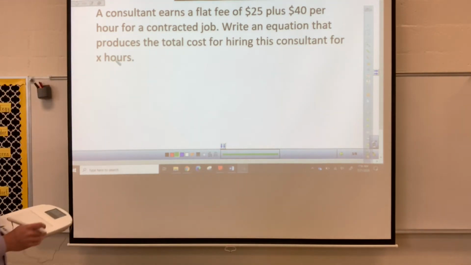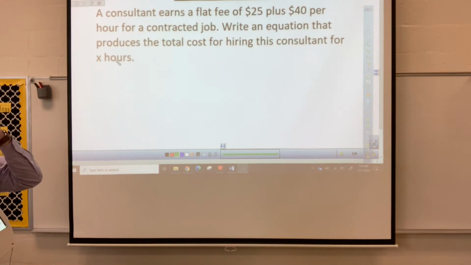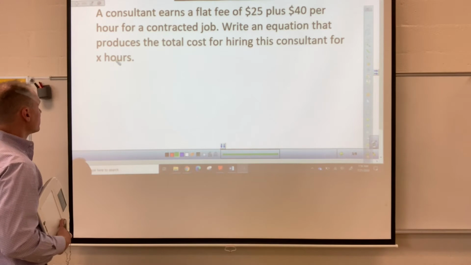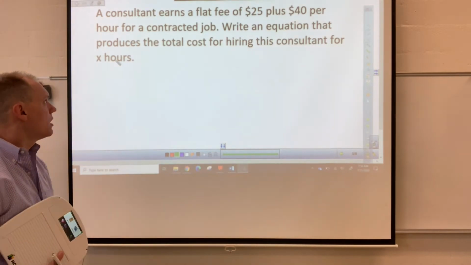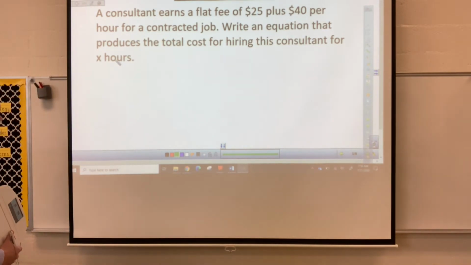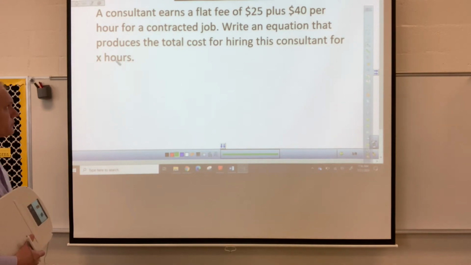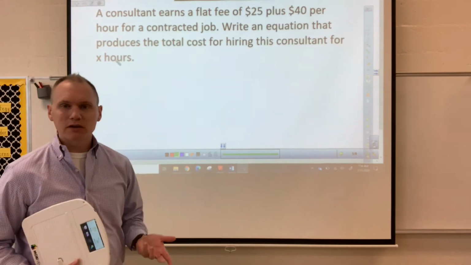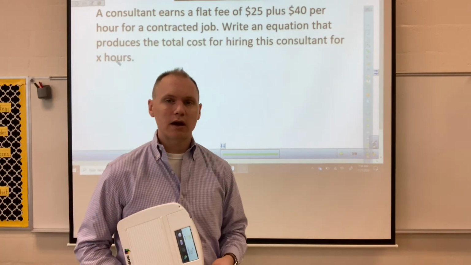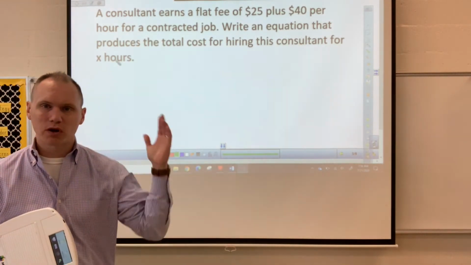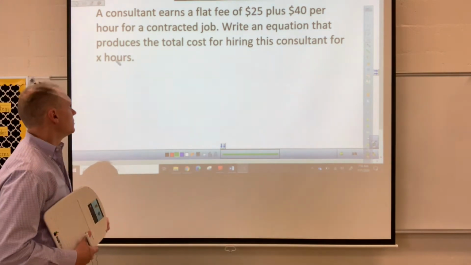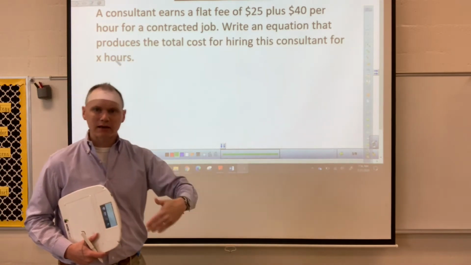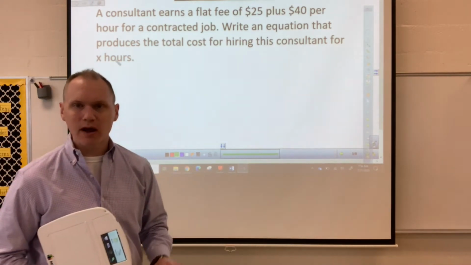All right, so let's look at this example here. We have a consultant who earns a flat fee of $25 plus $40 per hour for a contracted job. Write an equation that produces the total cost for hiring this consultant for x hours. So if you remember from arithmetic sequences, we can do a lot of different things here. We can create a table of values. We can think through what's constant and what adds every time we increase the number of hours, that kind of thing.